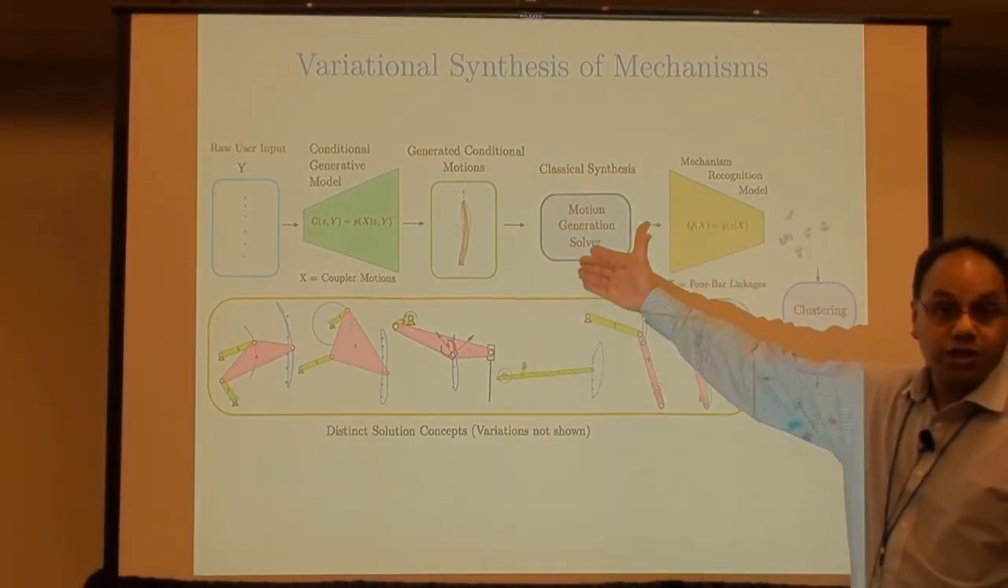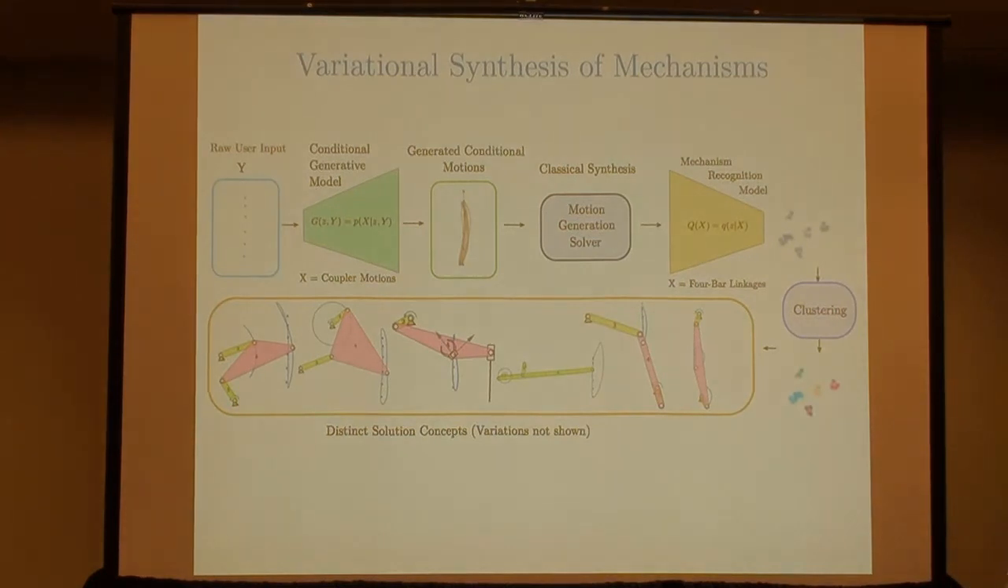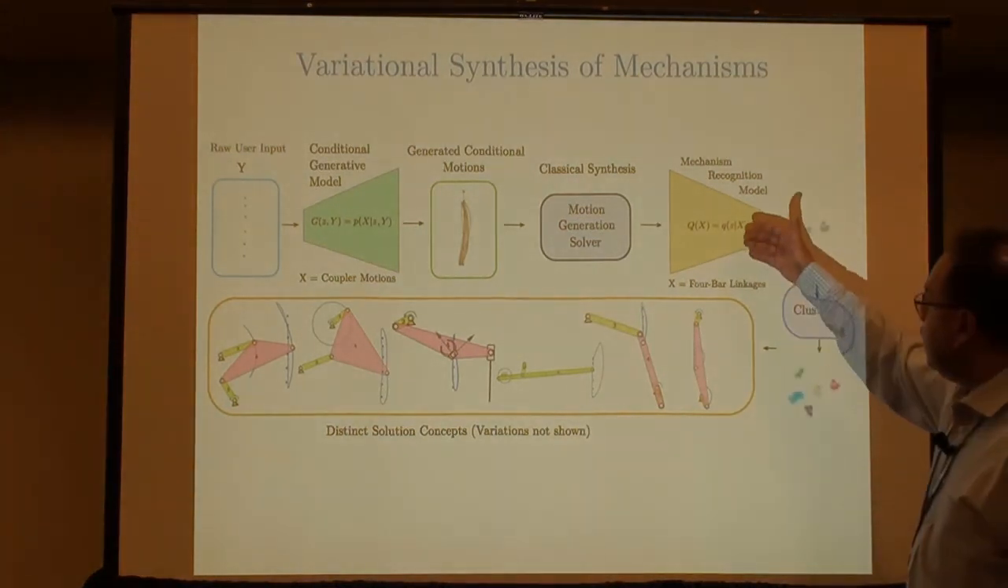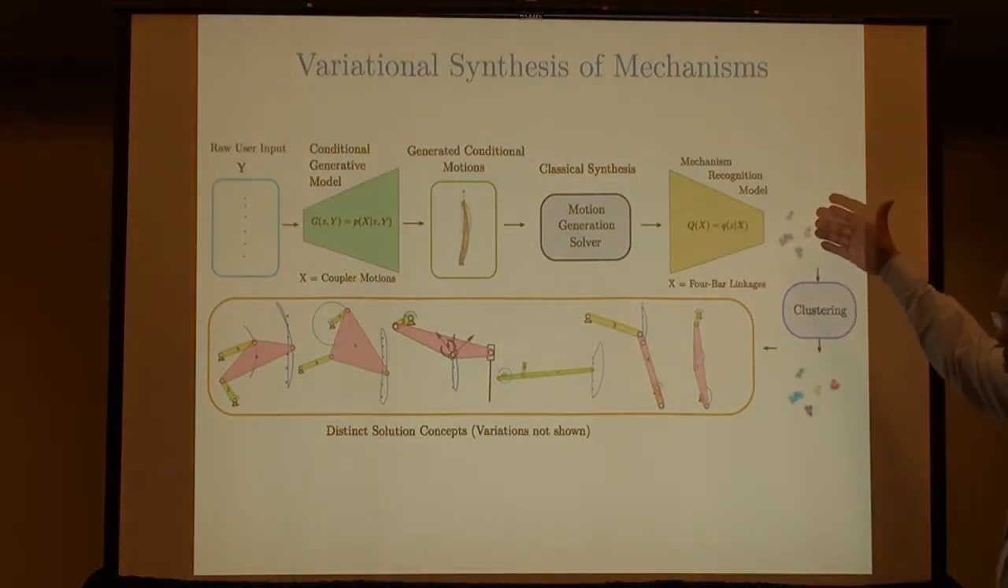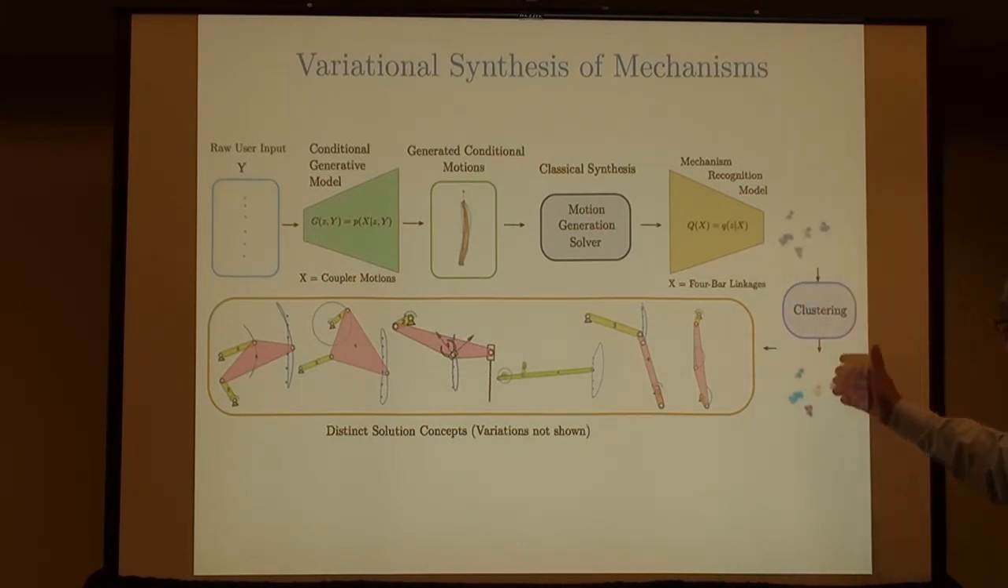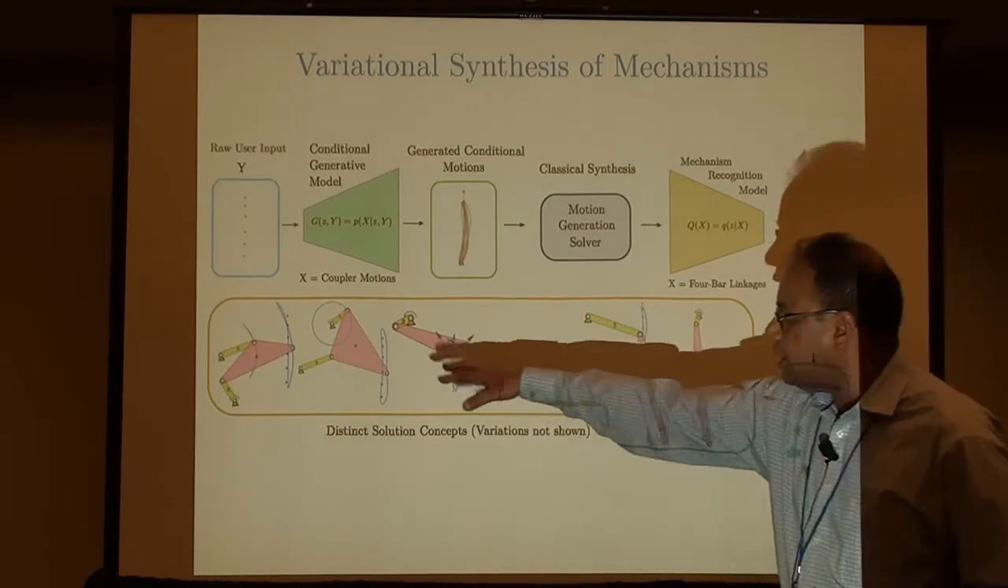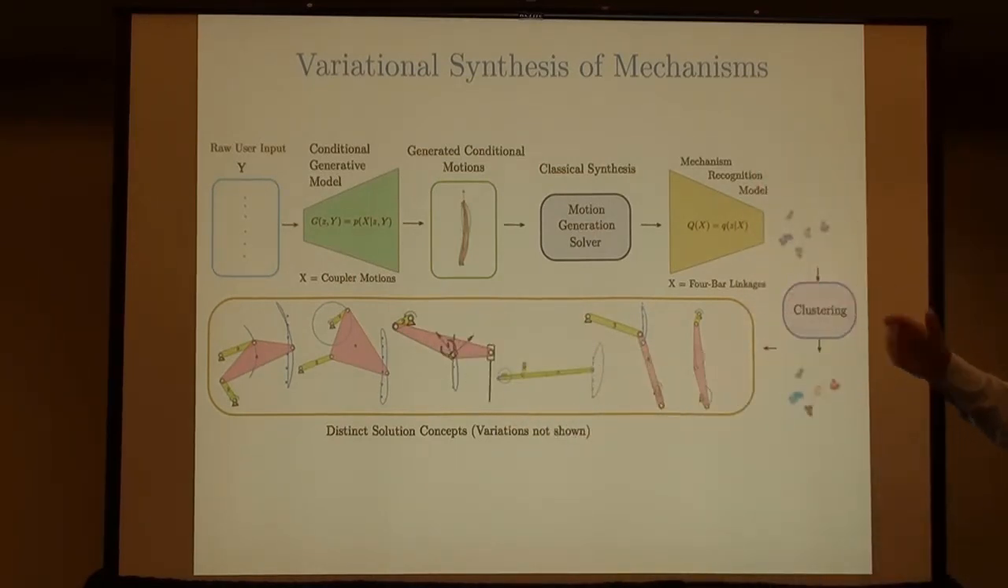Now we can use the motion dimension solver that I talked about in the first half of the presentation. And I get the mechanism; it does type and dimensional synthesis, and I can do all kinds of clustering. In this case, we use k-means clustering, and we find different kinds of mechanisms, 4-bar, and of course this is just for the 4-bar, but you can extend this for other kinds of mechanisms too.